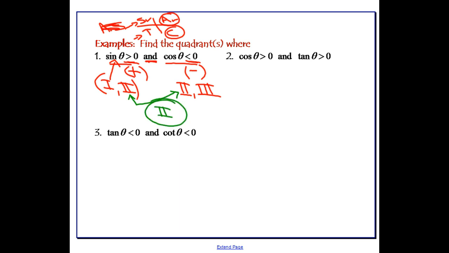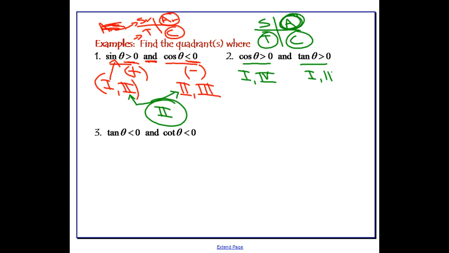All right, let's try it again. I'm just going to write down my A Smart Trig Class. That seems to be a useful thing. A Smart Trig Class. Where's the cosine positive? They're all positive here. Cosine is positive here. So the first and the fourth. Where's the tangent positive? They're all positive in the first. The tangent is positive in the third. So what do they have in common? They've got the first quadrant in common.